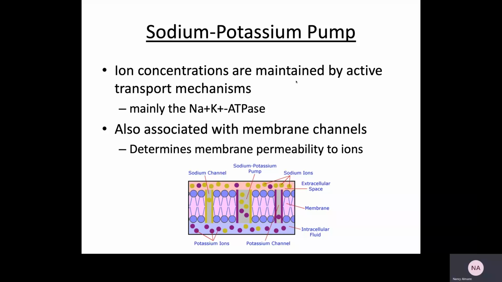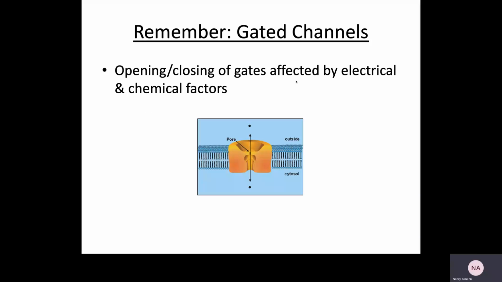We also have what's known as the sodium-potassium pump. That's going to play a big role in helping maintain the appropriate concentration gradients of both sodium and potassium when we talk about an action potential. It's known as the sodium-potassium ATPase pump, but we just call it the sodium-potassium pump. It is a transport mechanism. It is an active transport mechanism. So gated channels are going to open or close depending on what is stimulating them, either electrical input or chemical factors.